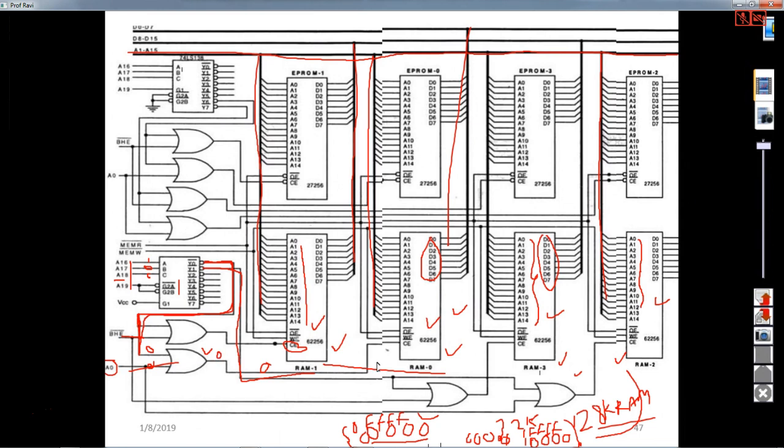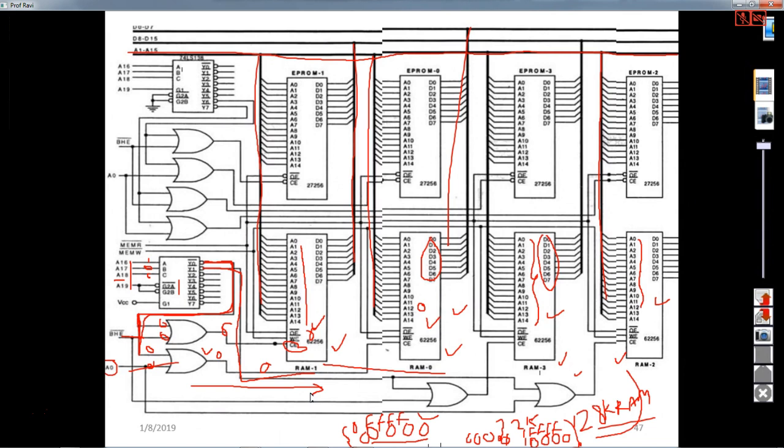When A0 is 0, then even bank is selected. And when BHE bar is 0, then odd bank is selected. Right? So this is how you can map 4 SRAMs to an 8086 based system.